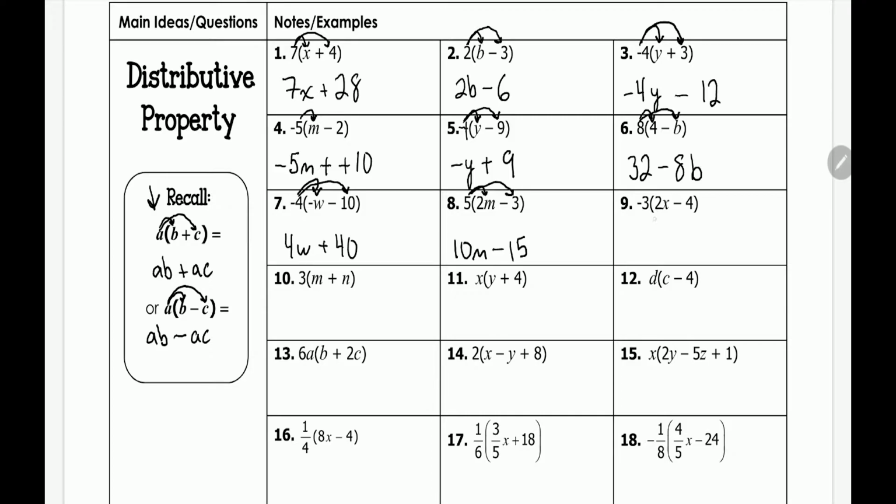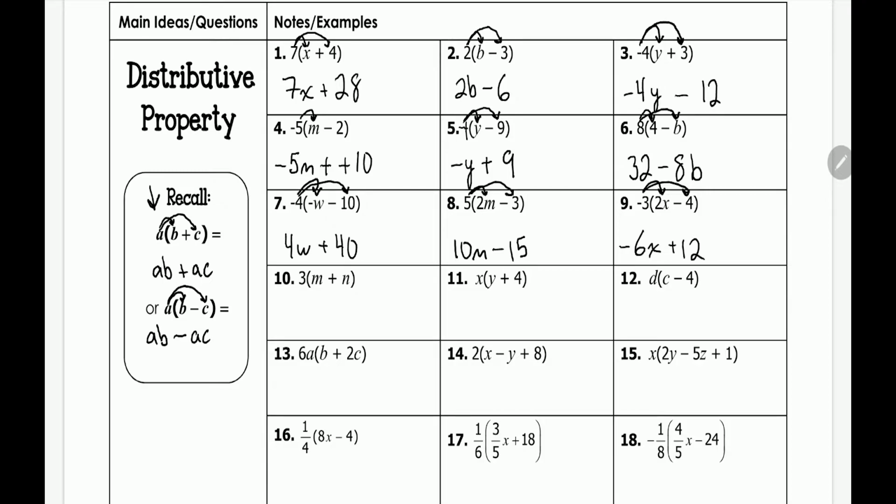We have negative 3 multiplied by 2x minus 4. So this negative 3 has to be distributed to the 2x and the 4. So we have negative 3 multiplied by 2x and negative 3 multiplied by 4. Negative 3 multiplied by 2 is negative 6x, minus negative 3 multiplied by 4 is negative 12. Since we have two negatives, it makes a positive. So our final answer is negative 6x plus 12.